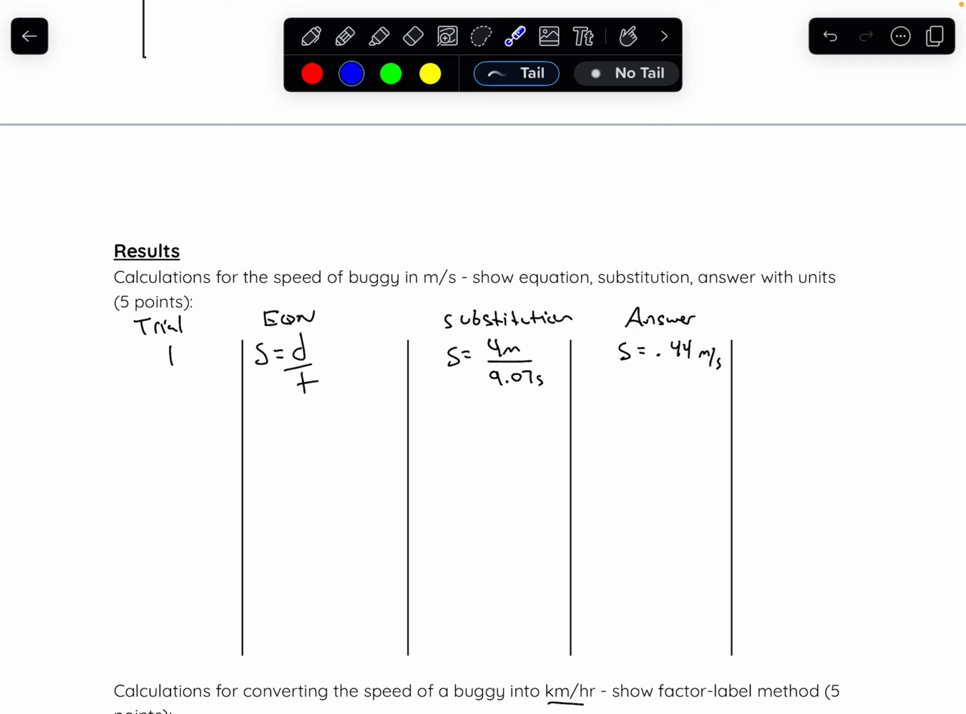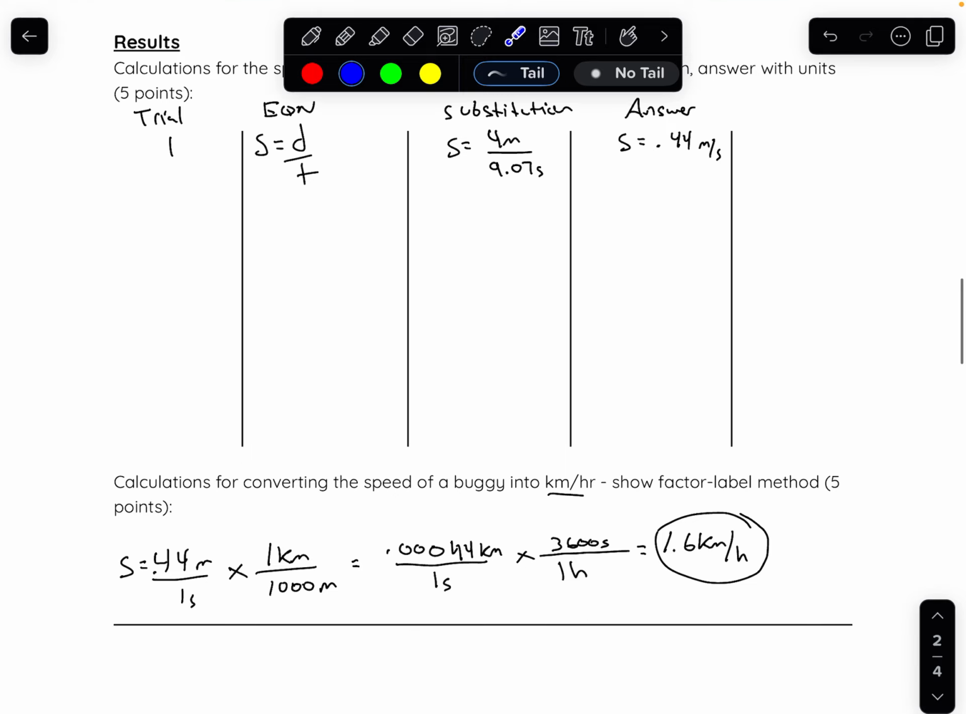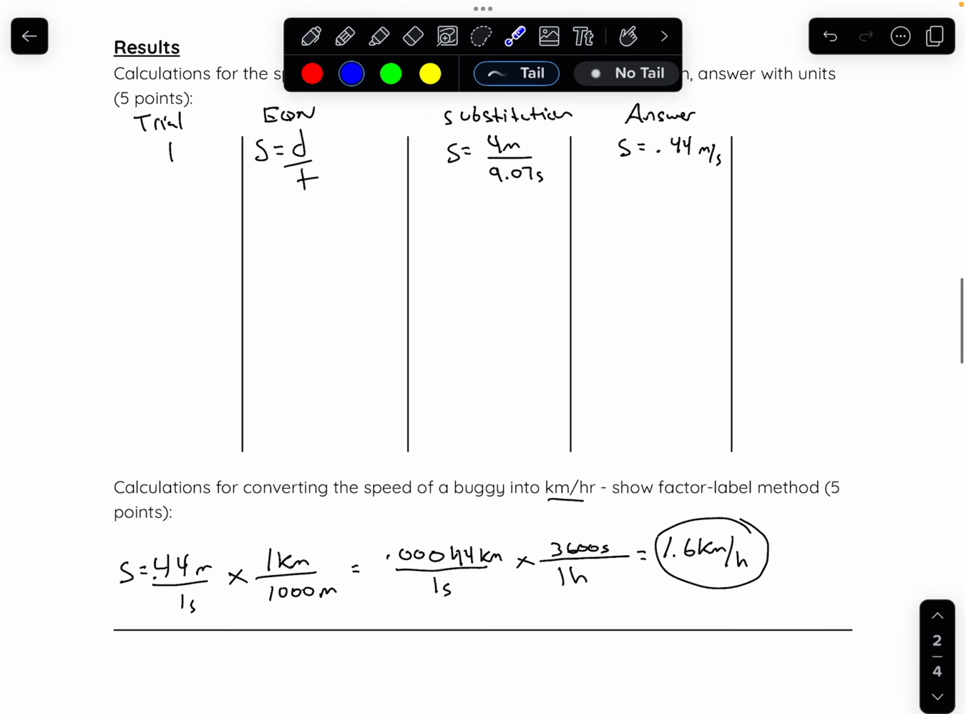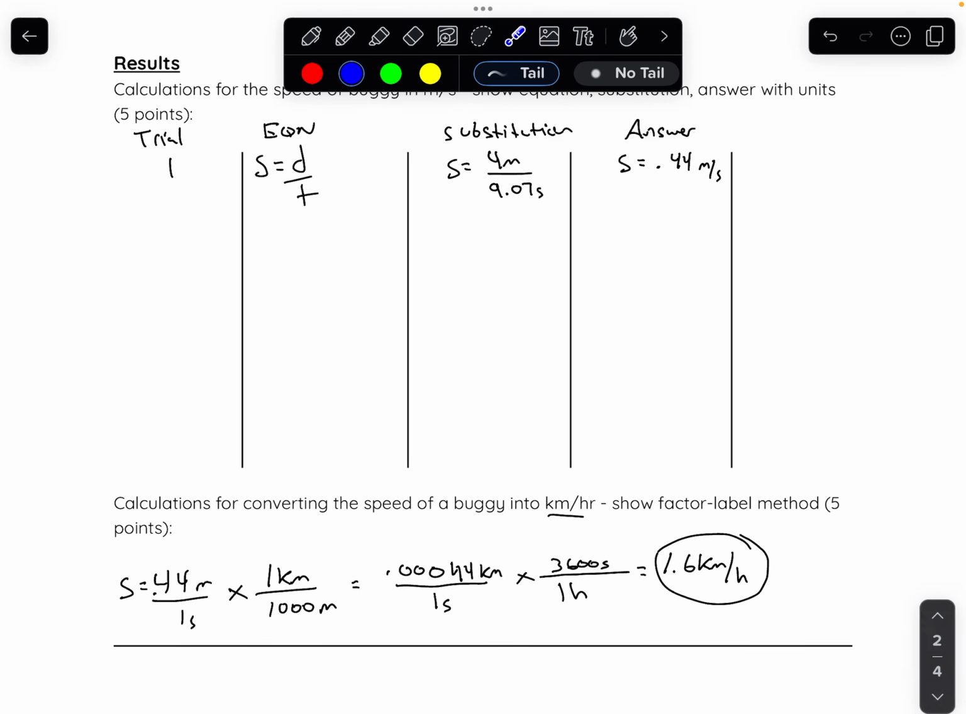Once you have your 7 speeds for your 7 buggies, they should be awfully close to one another. Probably not identical, but pretty darn close. You're going to take those speeds and convert them to kilometers per hour, which of course is the unit of speed that is used in Canada, Mexico, and all over the world. We're going to use something called factor label. It's a unit conversion system.